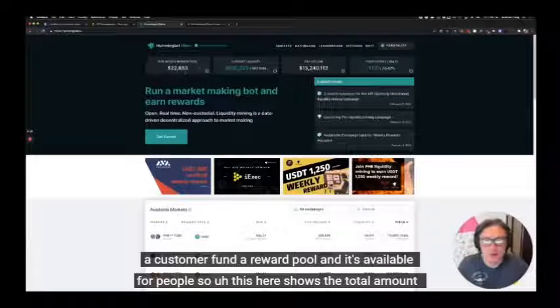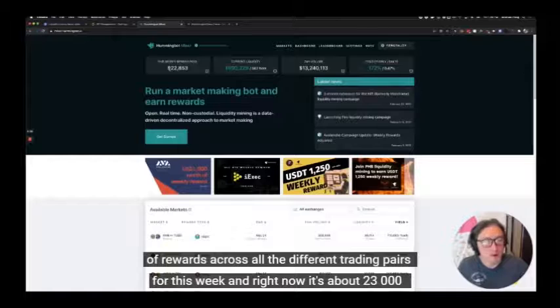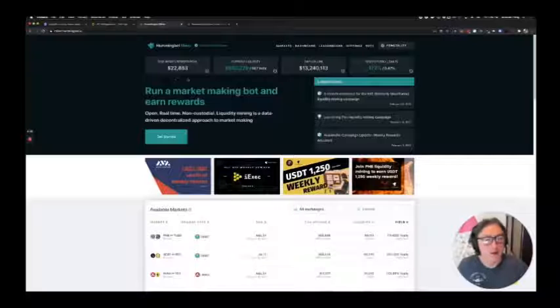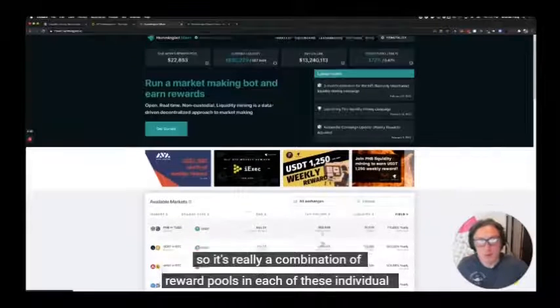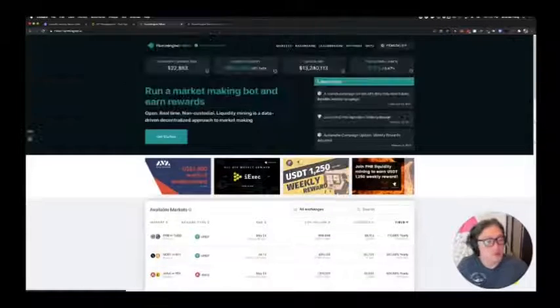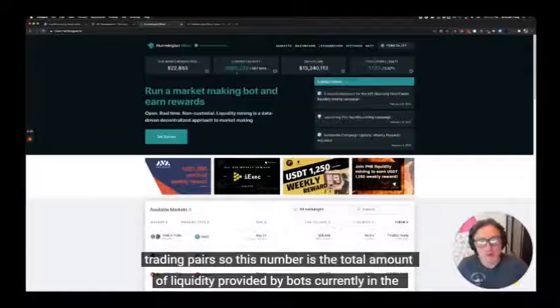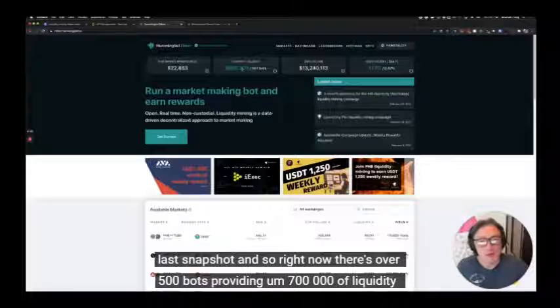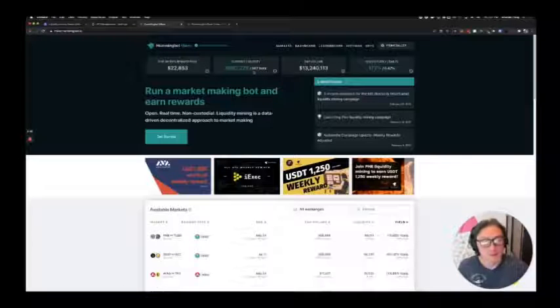This here shows the total amount of rewards across all the different trading pairs for this week, and right now it's about $23,000. So it's really a combination of reward pools in each of these individual trading pairs. This number is the total amount of liquidity provided by bots currently in the last snapshot. Right now there's over 500 bots providing $700,000 of liquidity.